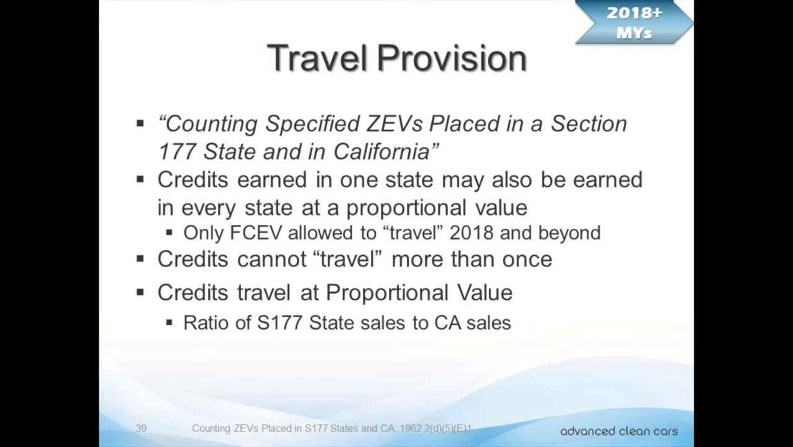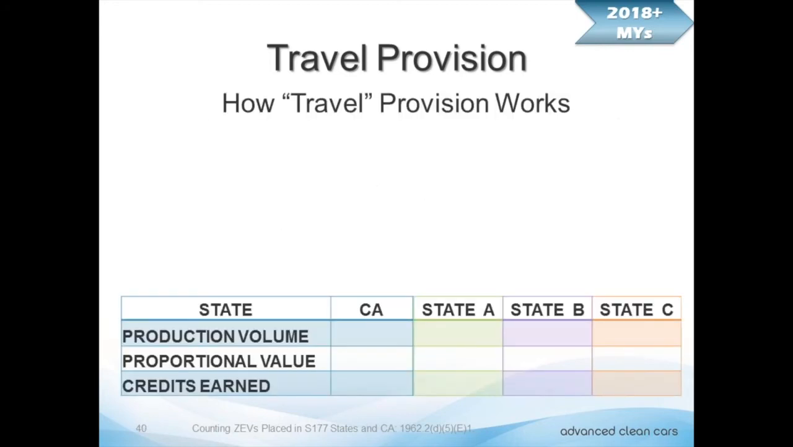Let's take a closer look at how this works. Using the term travel is confusing because the credits don't actually travel anywhere. That is to say, the credits don't actually leave a manufacturer's account in one state and then travel to their account in another state. Before we can understand travel, we must first understand the proportional value calculation.